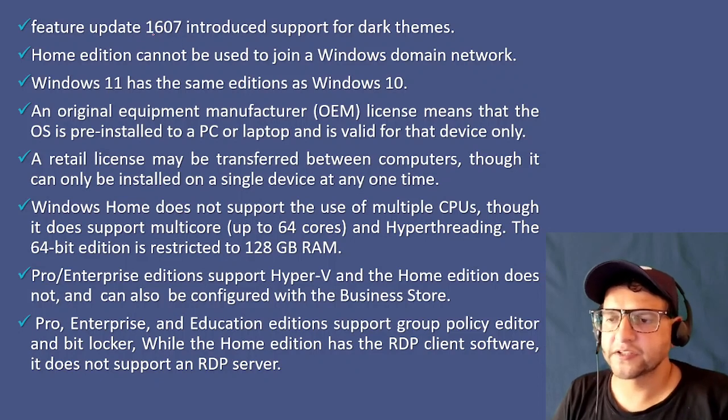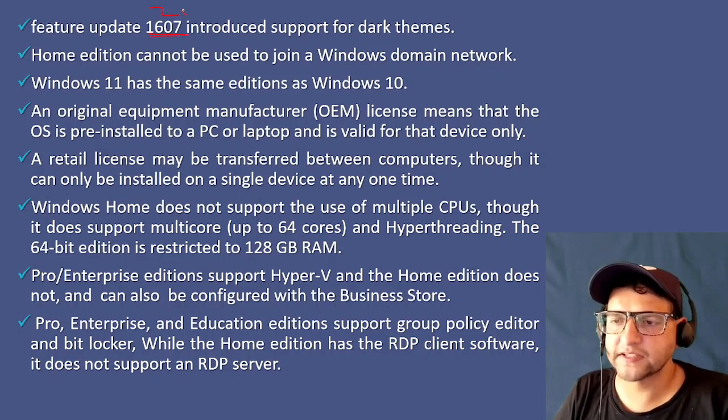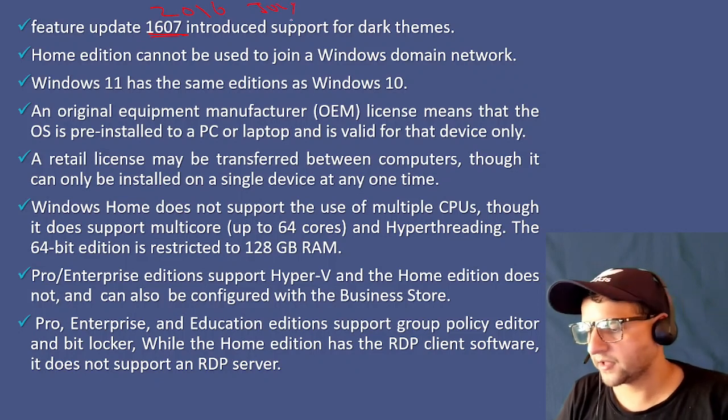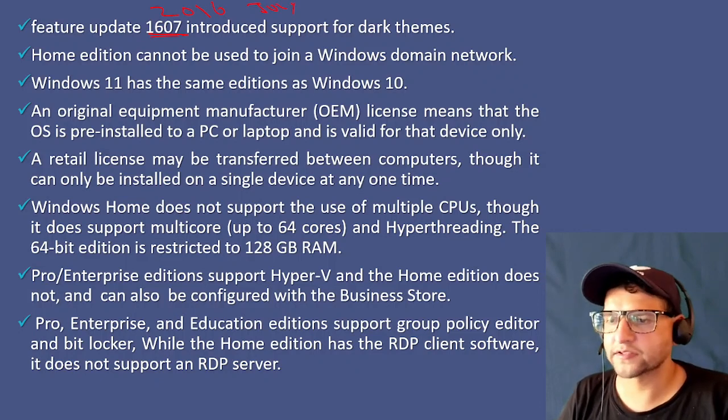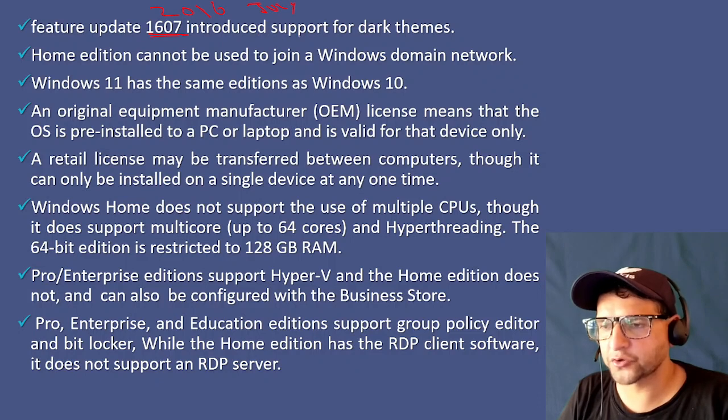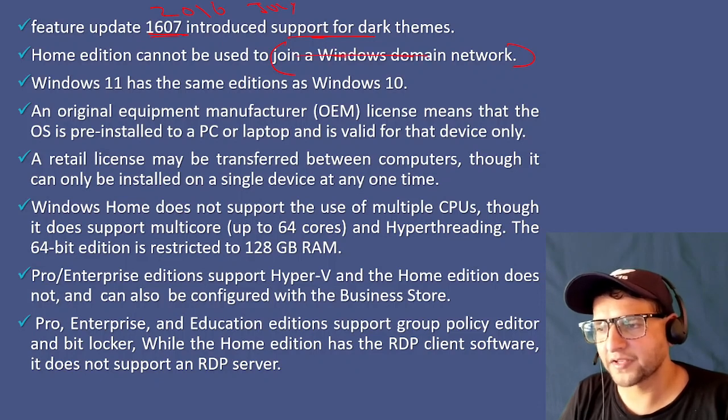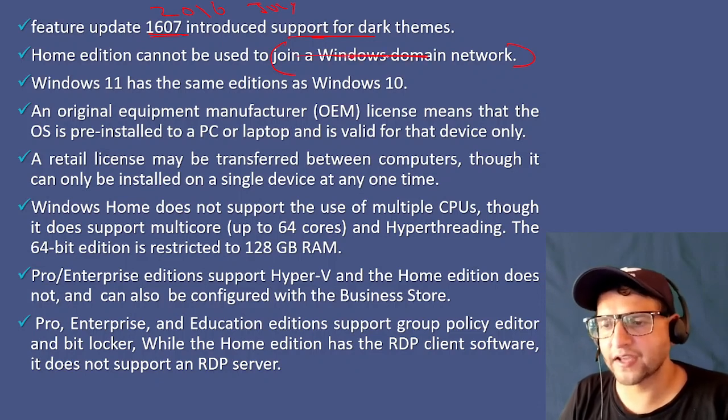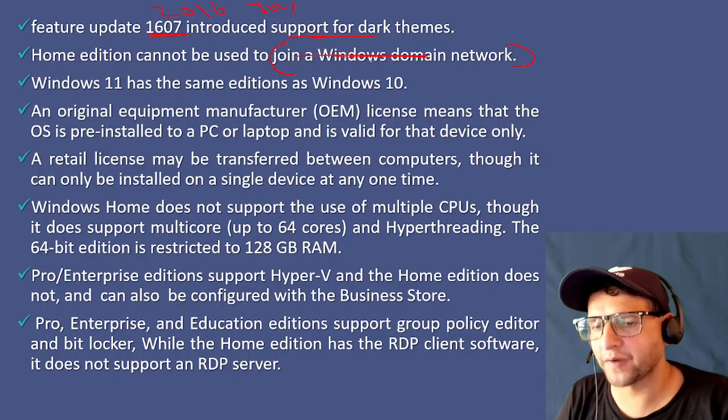Feature update 1607, which was in 2016. 7 is July, I think. Jan, Feb, March, April, May, June, July. Yes, this introduced the support for dark theme. Home edition cannot be used to join a Windows domain. Please remember, Home edition cannot be used to join a Windows domain network.